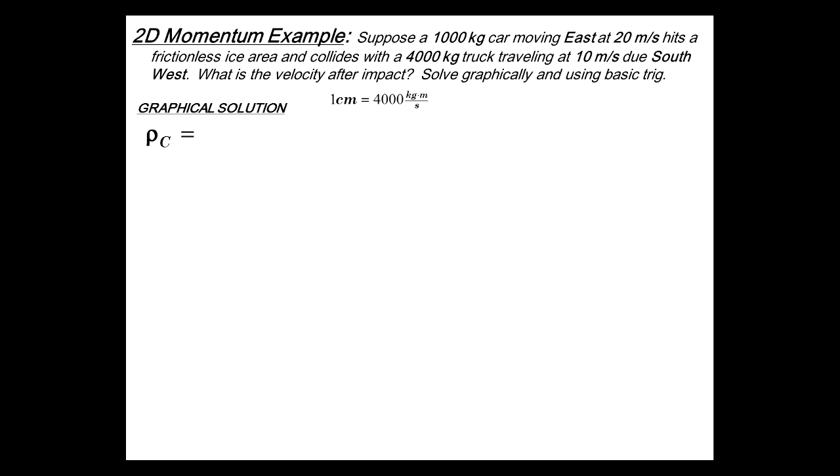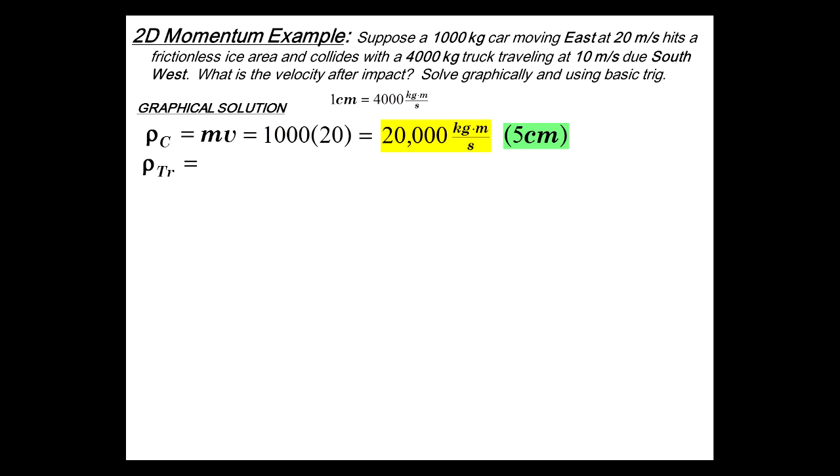So here we go. The scale I'm going to use to fit it on your piece of paper, so to speak, is 1 centimeter is 4,000 kilogram meters per second. And so we have the momentum of the car. Mass times velocity, 1,000 times 20, 20,000 kilogram meters per second. So how long of a vector is that going to be? That's right, 5 centimeters. 5 times 4,000 is 20,000. Okay, for the truck, we have 4,000 times 10, so we have 40,000 kilogram meters per second. It's got twice the momentum, half the velocity. That's 10 centimeters. So all this should fit.